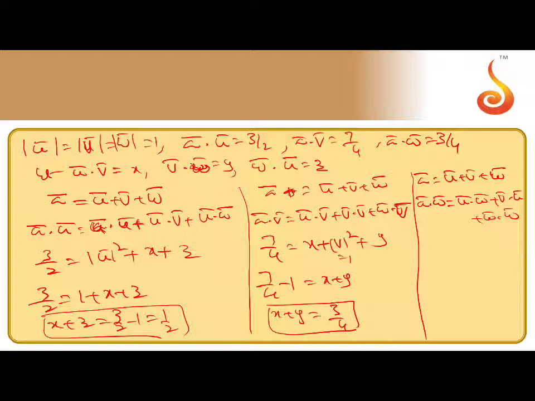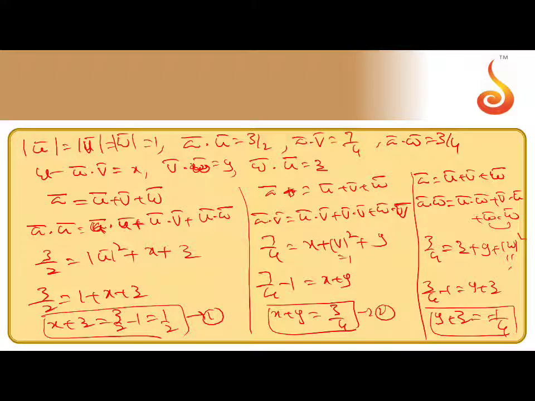Next, take the dot product with w bar: u dot w plus v dot w plus w dot w. Now a dot w we got as 3 by 4. u dot w is z, v dot w is y, and w dot w is magnitude of w squared, which is 1. So 3 by 4 minus 1 equals y plus z, so y plus z equals minus 1 by 4. We got these values, so let us calculate x, y, z from these, taking equation 1, equation 2, and equation 3. Go to the next page.